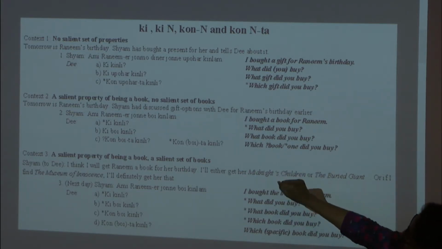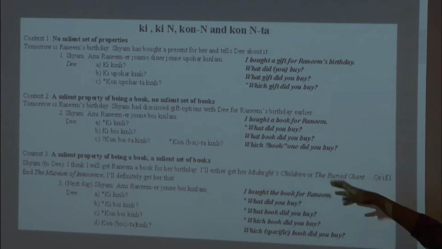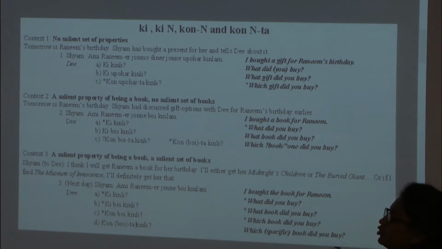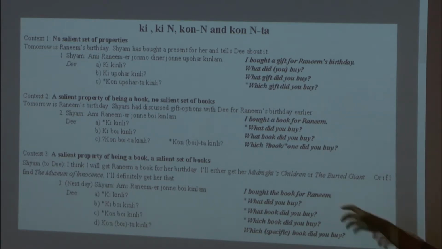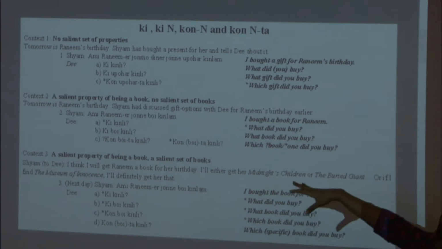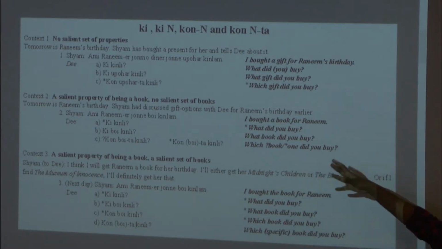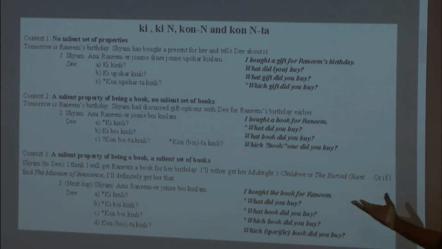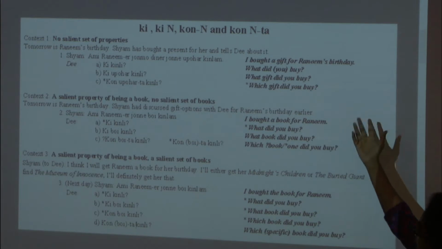And the next context is a context where you have a salient property of being a book. Whatever you're buying has a salient property of being a book, but you don't have a salient set of books. So it's Raneen's birthday tomorrow, and Sham has discussed gift options with Dee for Raneen's birthday earlier, and Sham says, I bought a book for Raneen.